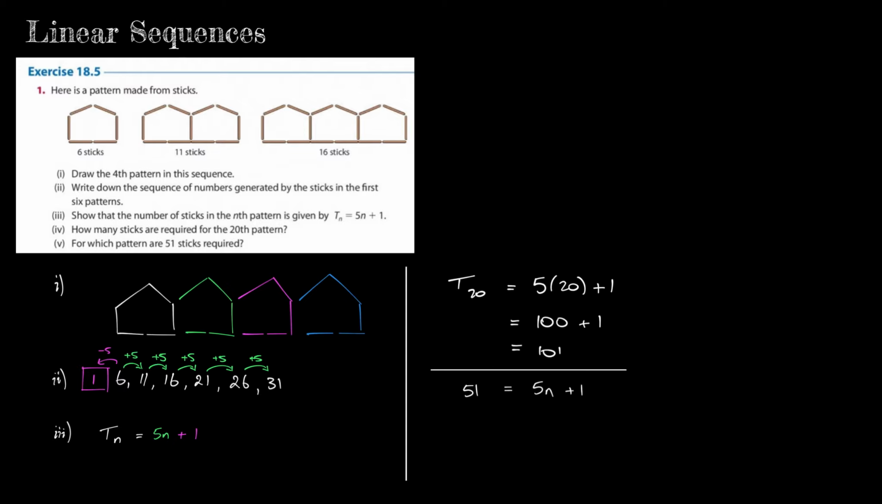So keep the 5n at this side, equals 51. If I bring that number across, it'll turn from a positive 1 to a negative 1. So that tells me that 50 is equal to 5n, so n will be equal to 10. So my answer there is 10. And what that means is that the 10th pattern, if I was able to draw out the 10th pattern, would require 51 sticks. So I'd need 51 sticks to make the 10th pattern.